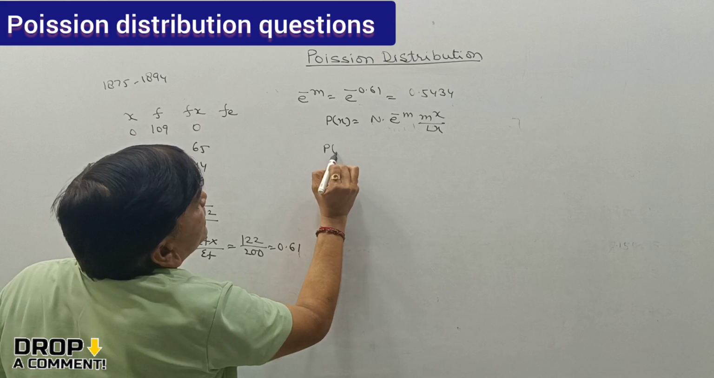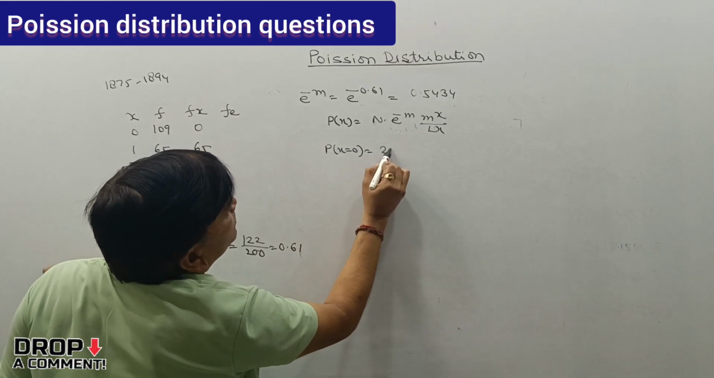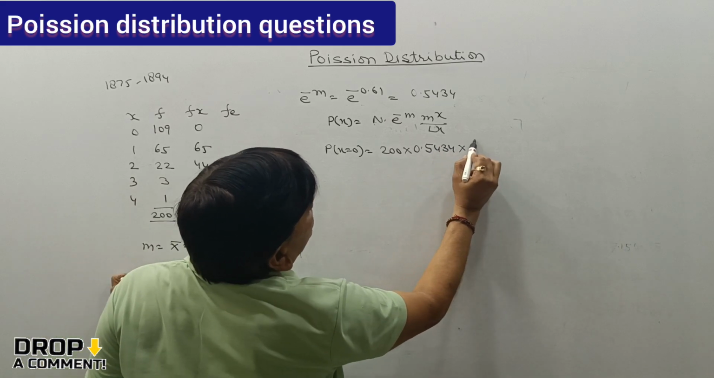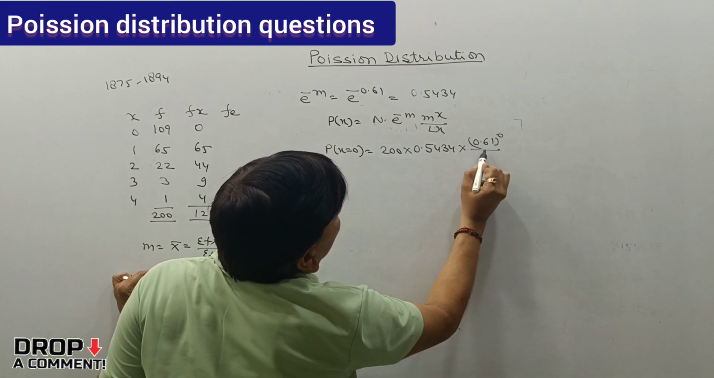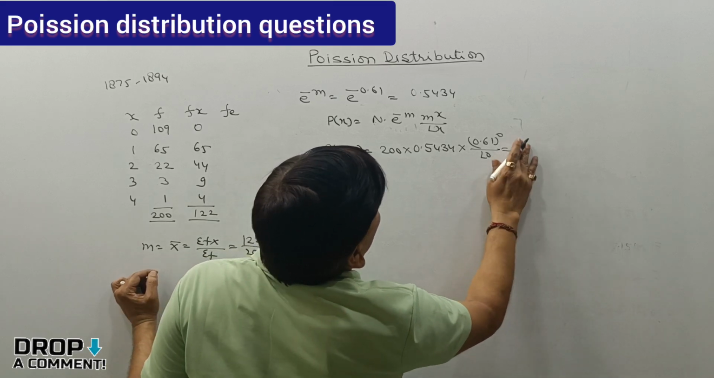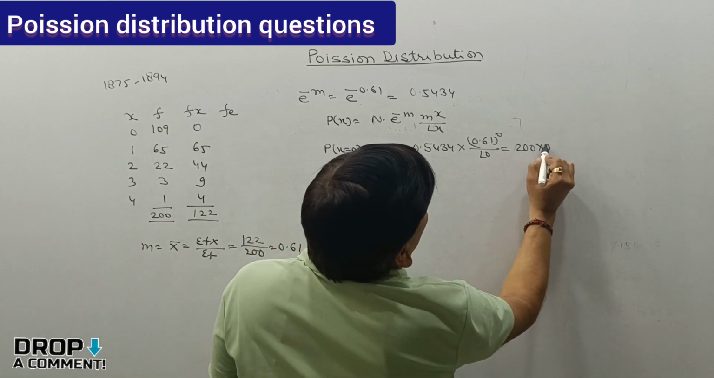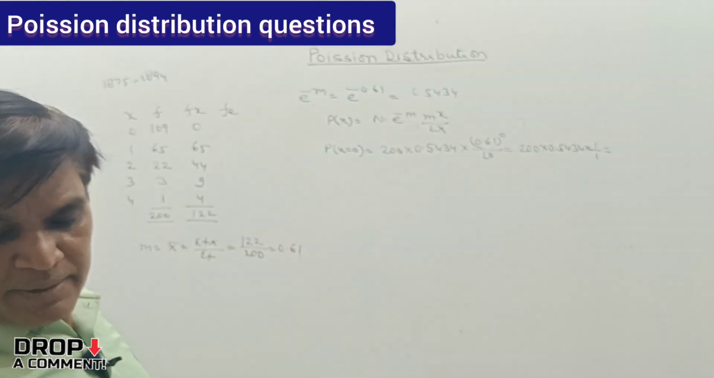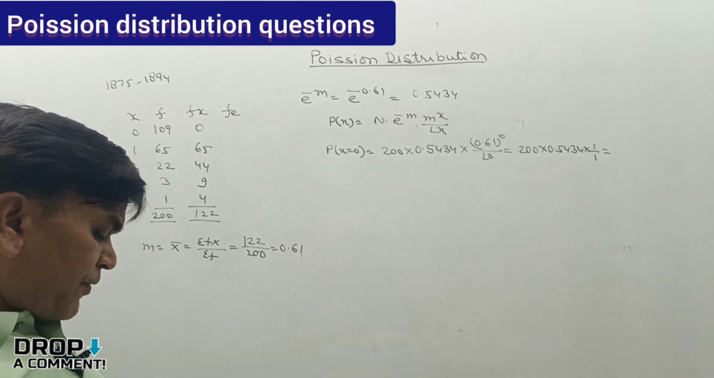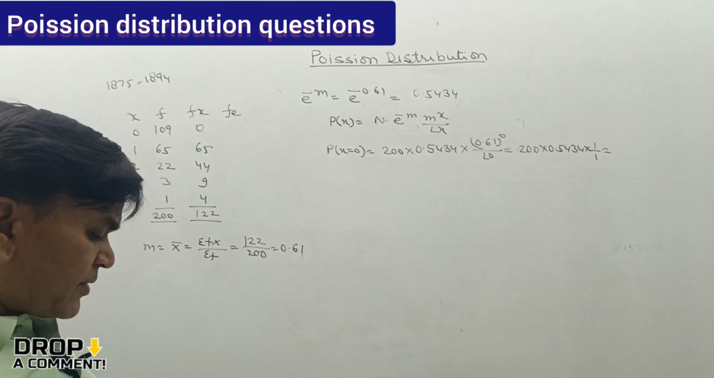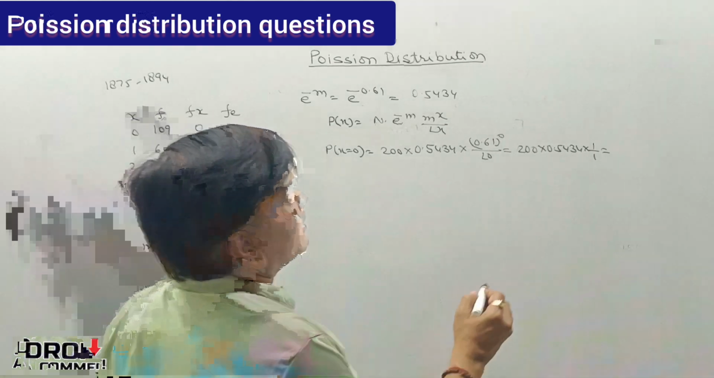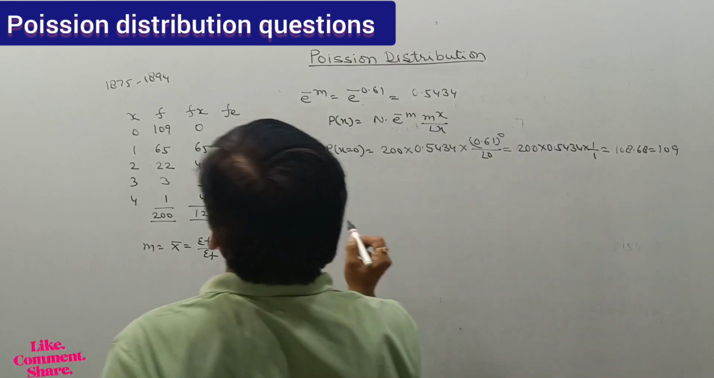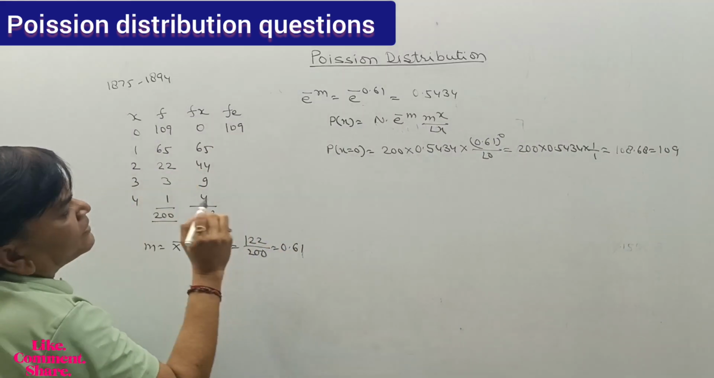For P(x) equal to 0, there is 200 multiply 0.5434 multiply 0.61 raised to power 0 divided by factorial 0. So there will be 200 multiply 0.5434 multiply 1 upon 1. So the first is 0.5434 multiplied by 200, which is 108.68, or we can have it as 109. So the first estimated frequency is 109.